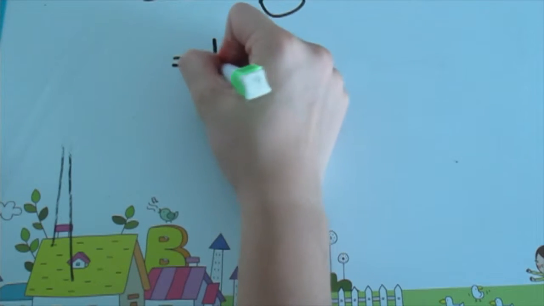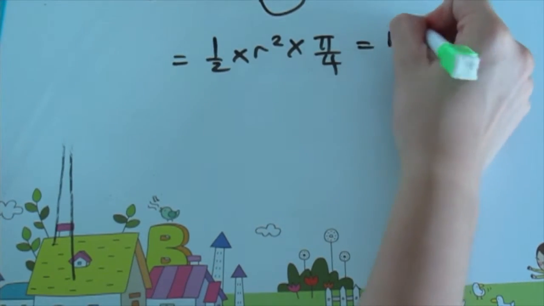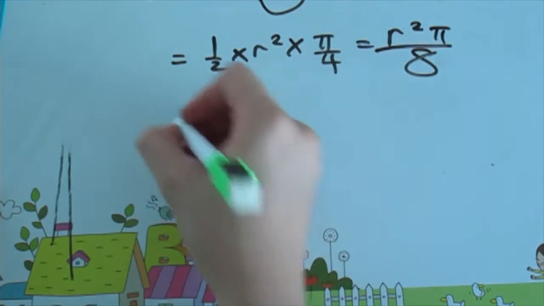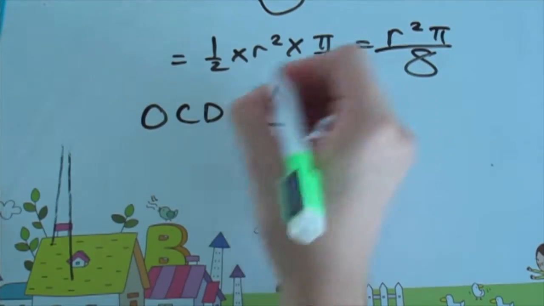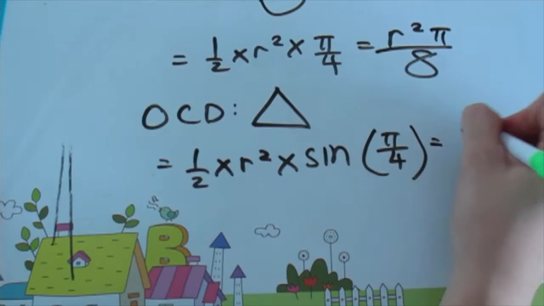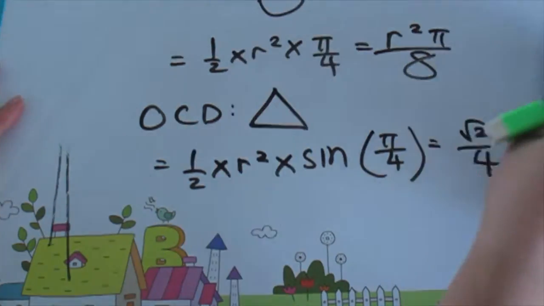Now for sector OCD, we use the same formula we used before to find the area of sectors, which is 1/2 times r squared times pi over 4, which gives us r squared pi over 8. Now for the triangle, we use the formula for finding the area of a triangle, 1/2 times AB times sine C, and this one gives us √2/4 r squared.